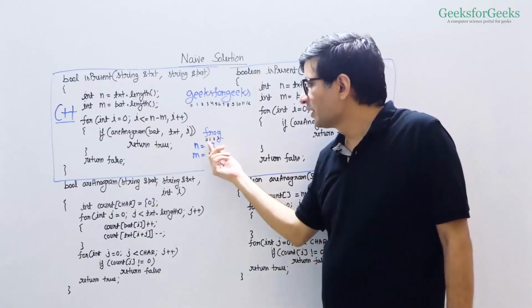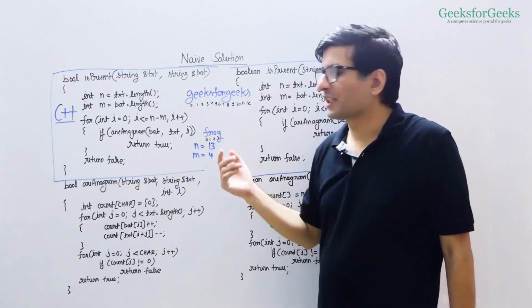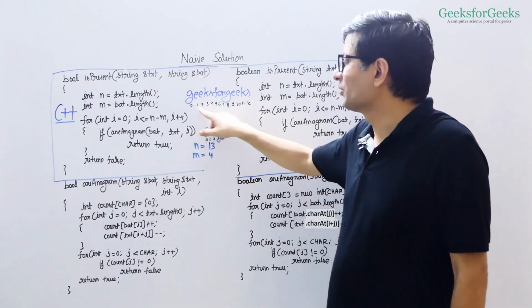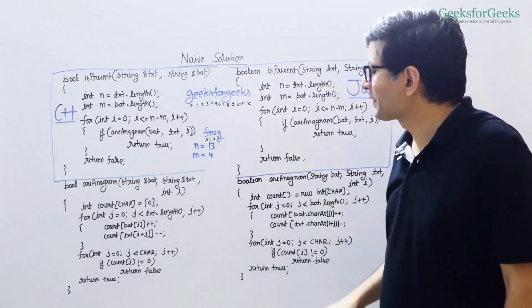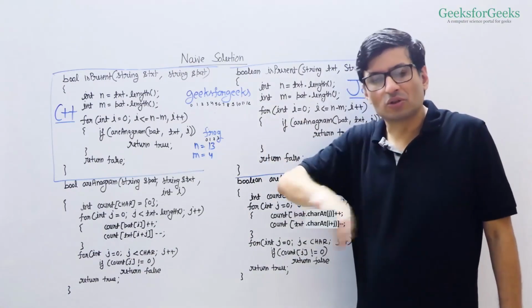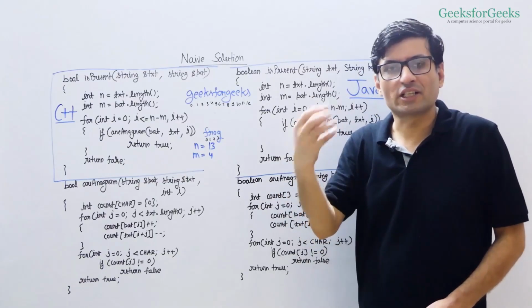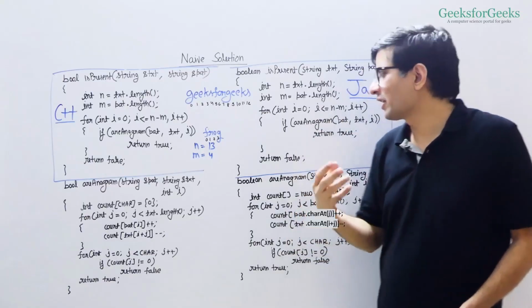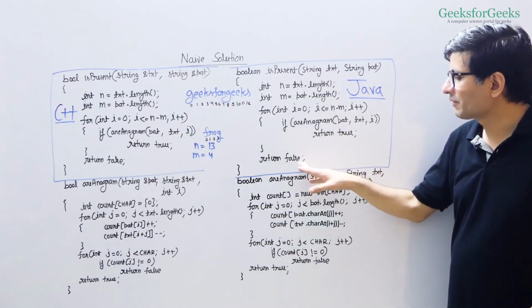So here your pattern length is 4 and text length is 13. So till which index are you going to go? You are going to go till this index, and this index is 9: 0, 1, 2, 3, 4, 5, 6, 7, 8, 9. Till this index you will go. So you go through every index and then you check if the text at the current window and the pattern are anagrams of each other or not. If they are anagrams, you immediately return true. And if you never found an anagram, then you return false.